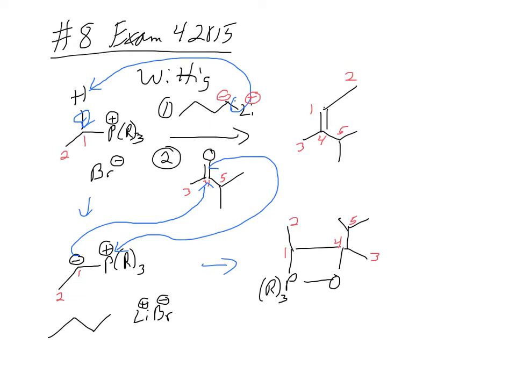And now we need to break it down. So phosphorus and oxygen want to stay bonded. So let's break the carbon 1 to phosphorus and carbon 4 to oxygen bond.